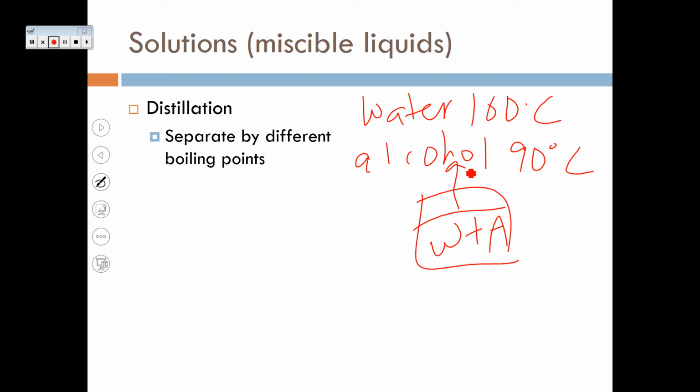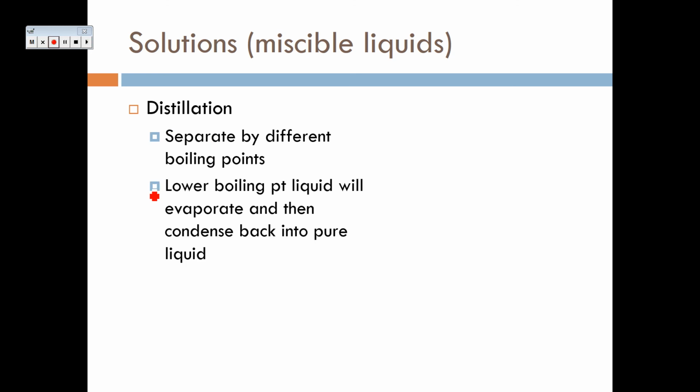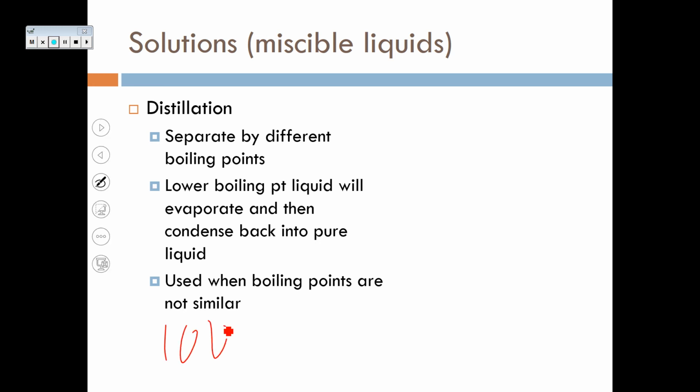And then when 100 degrees is met, the water can be separated, or you can just keep the water in the original container. The lower boiling point liquid will evaporate and then condense back into pure liquid. Use when boiling points are not similar. In other words, if you have a big difference in boiling points, like 100 degrees Celsius versus 80 degrees Celsius, distillation works well for those differences.